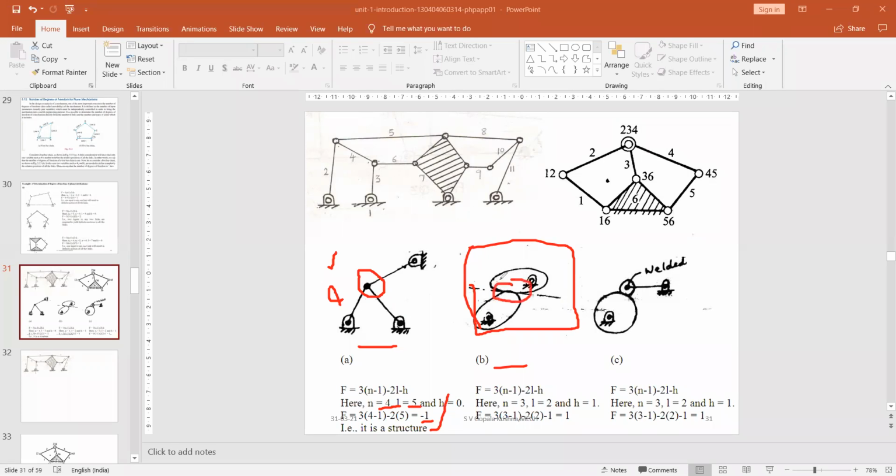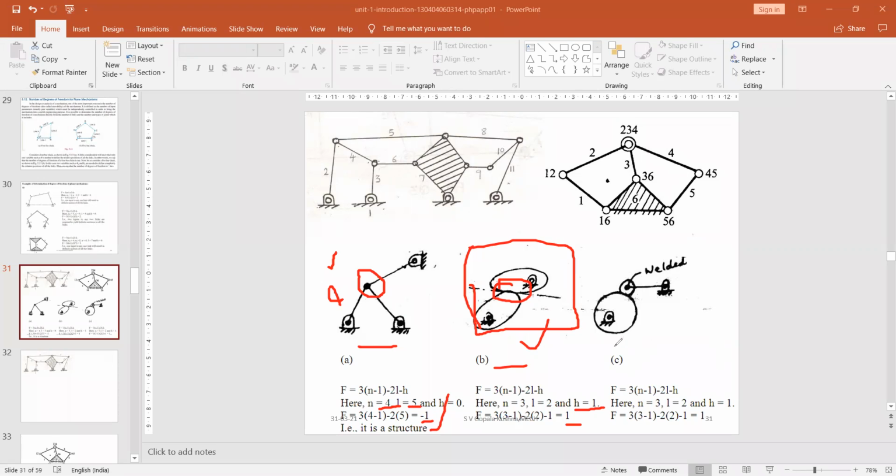And one contact is there. This contact is a roller, so this is acting as a higher pair. So the h value is also there; the h value is 1. Now substitute those values in our equation: 3 into (3 minus 1) minus 2 into 2 minus 1 equals 1. That means the degrees of freedom of this diagram is 1. So definitely a mechanism will happen, one type of mechanism.